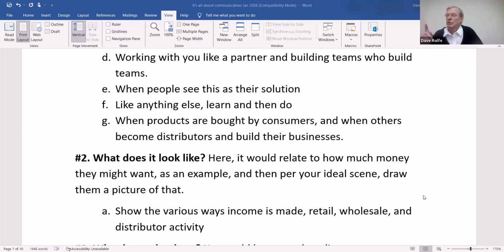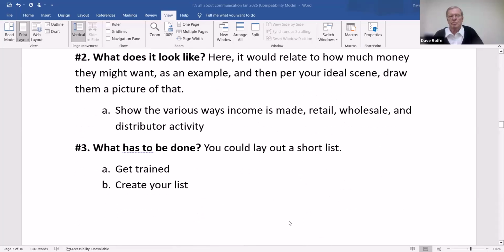But when you've got a warm market to deal with, it's easy. Because the hardest part is to get in front of somebody to talk to them. Not in a warm market. It's easy. Piece of cake. What does it look like? So here you would lay out how much money, you draw out the picture, show the various ways of income. You saw the picture in that example I sent you. That's one example. You've got to draw your own. You've got to create your own picture.